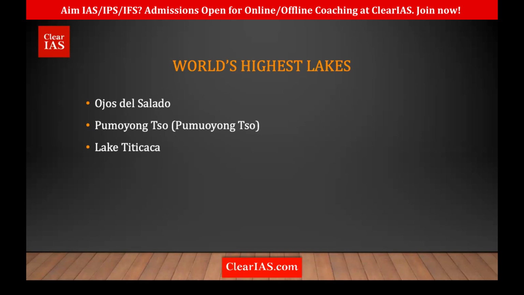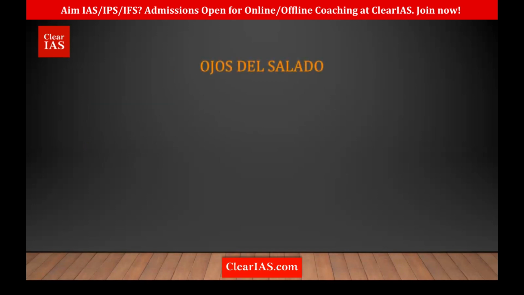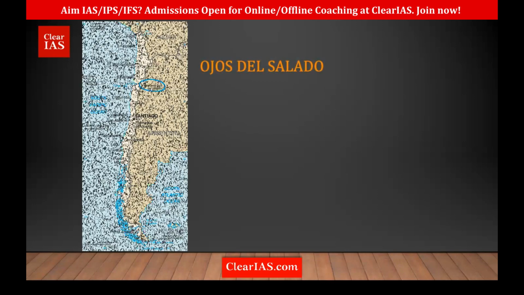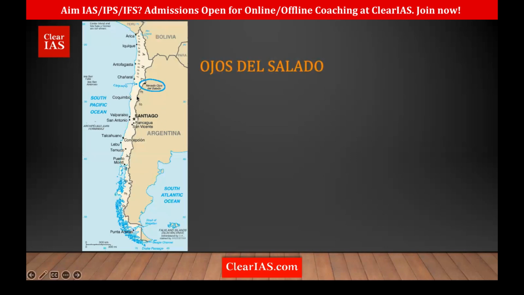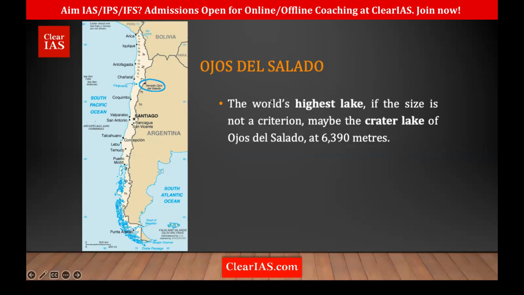Okay, so first we'll see Ojos del Salado. Where is it? You can see it here. It's in Chile. Ojos del Salado is the world's highest lake, at around 6390 meters. But the problem is its size is very small. So if size is not taken into consideration, this is the world's highest lake. And it is also a crater lake.